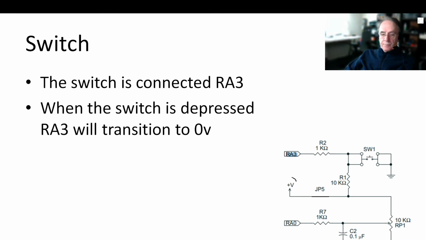And how does that happen? I've got 5 volts, and it comes through a 10k resistor and pulls RA3 high with a protecting resistor of 1k. When I push the switch down here, it will bring this circuit to a low state because this pulls it to 0V here. Easy.